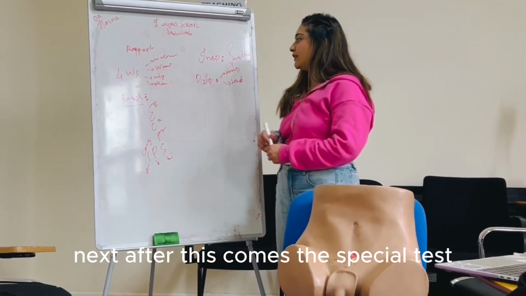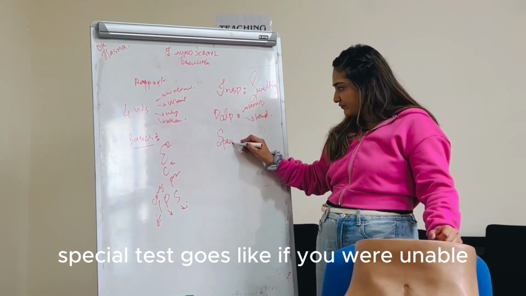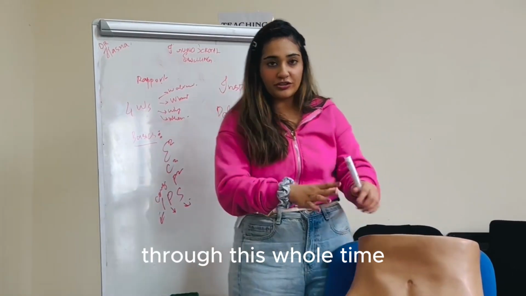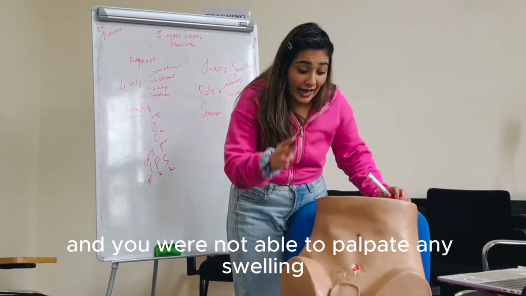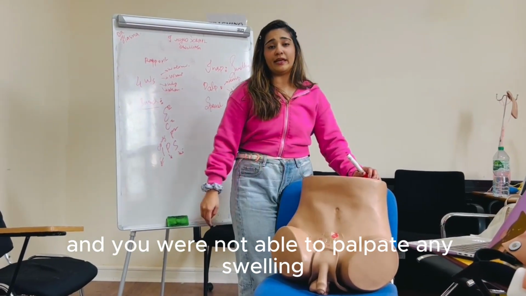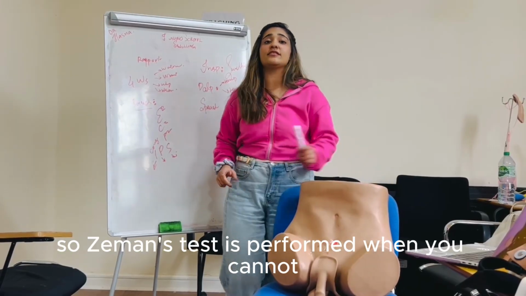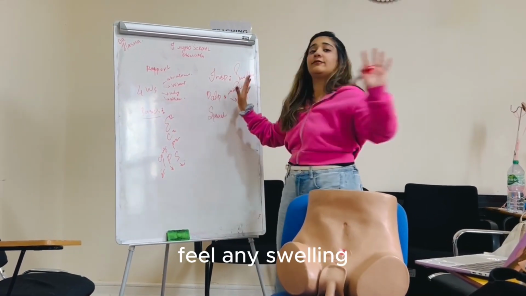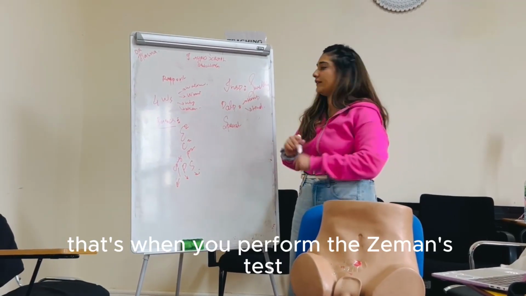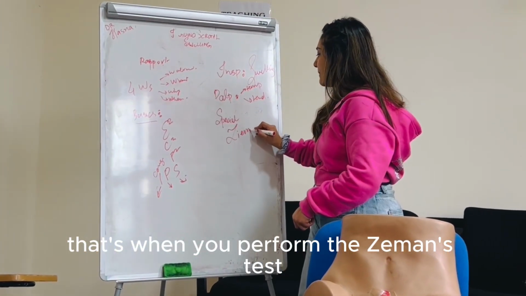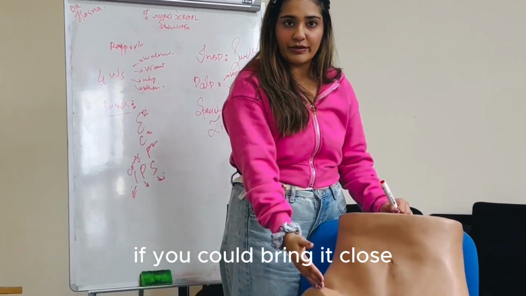Next, after this comes the special test. Special test goes like, if you were unable through this whole time to see any swelling and you were not able to palpate any swelling, what do you do next? You perform the Zieman's test. So Zieman's test is performed when you cannot feel any swelling, not in inspection and not in palpation. That's when you perform the Zieman's test. What is Zieman's test?